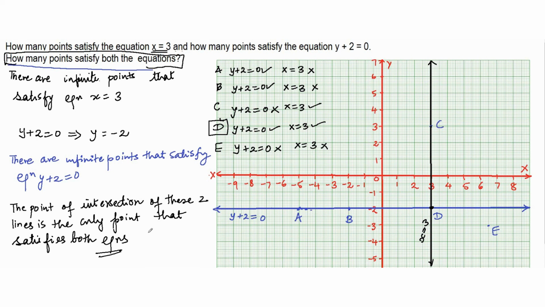And therefore this is an important concept that we have arrived at, that when you have two equations, the point of intersection is the only point that actually satisfies both the equations, right? This is a very important conclusion that we have reached in this particular question.